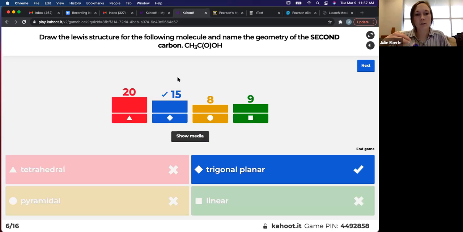Or are you just saying you accidentally picked the wrong answer before you're ready? Maybe that was it. All right, trigonal planar. You should... Okay, I thought you meant you got kicked out. Should have something that looks like this.